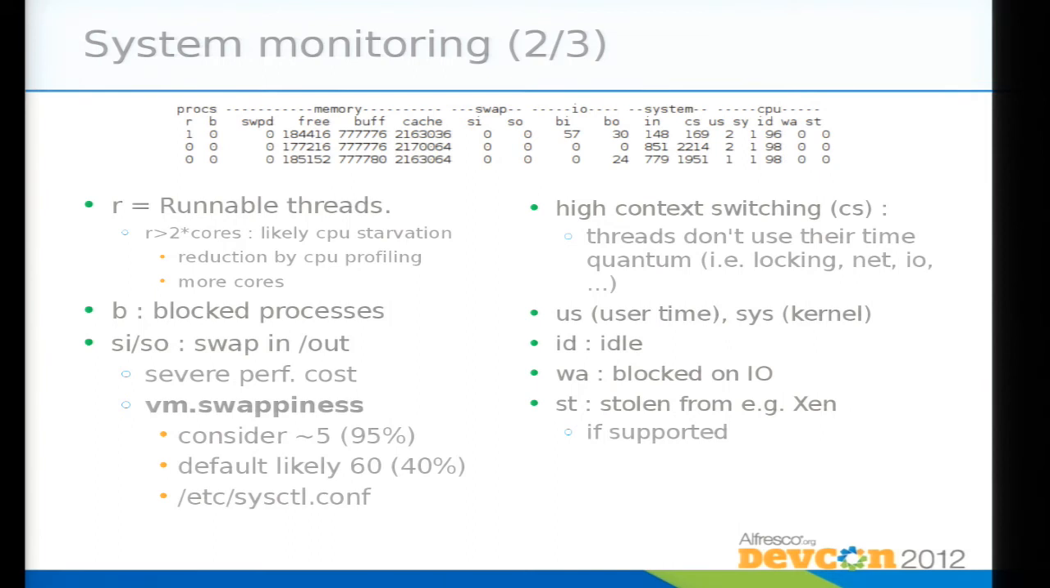And ST is not supported on all kernels, but it means how much time of that core was actually stolen from another VM. So if you're using Xen, it will be supported. If you're using VMware, I am not sure. But this is something that is interesting. If you were given a VM and you see a high number of ST, this means that another VM is actually using your own CPU more than it should. That's something they should worry about.